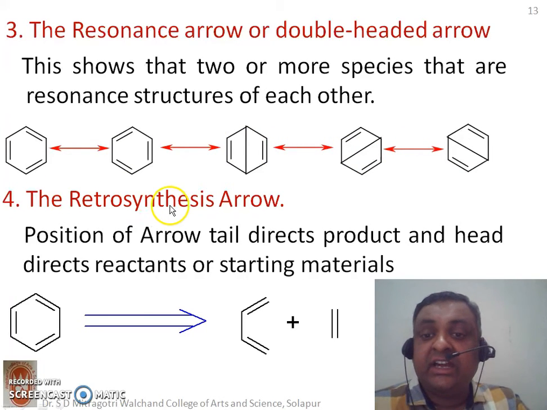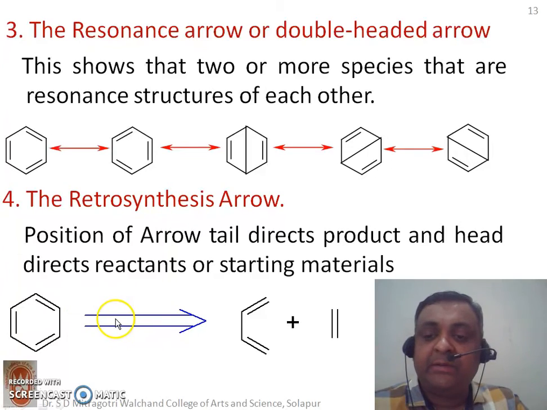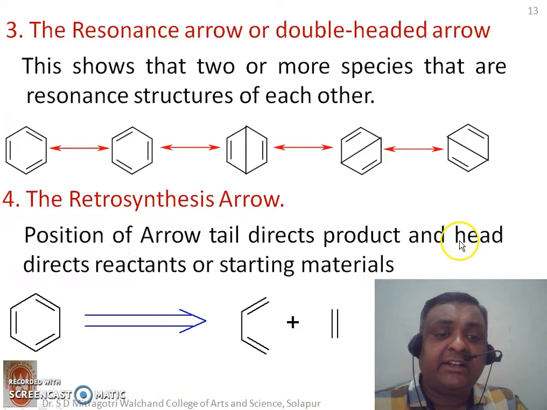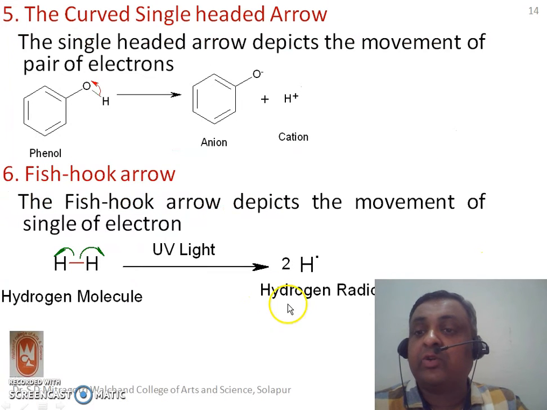The next is retrosynthetic arrow. Here on this side we have reactants and on this side there is a product. So this is shown with the help of such type of arrow and it is called retrosynthetic arrow. Remember, position of arrow tail directs towards the product and head directs towards the reactant. It is reverse to our regular notation.